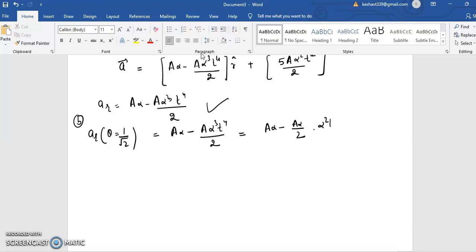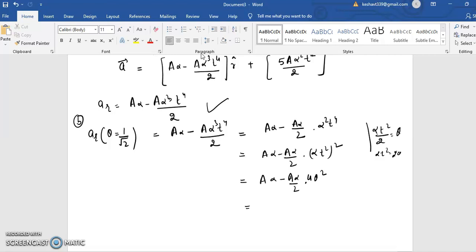Here it will become alpha square t power 4, so a alpha minus a alpha by 2 times alpha t square whole square. I know that alpha t square divided by 2 is equal to theta, so alpha t square equals 2 theta. I plug in the value here, so a alpha by 2 into 4 theta square. Here 4 theta square will be 1 by root 2 square, which is 1 by 2, it will cancel, and a alpha minus a alpha is equal to 0. So a radial when theta equals 1 by root 2 is 0.